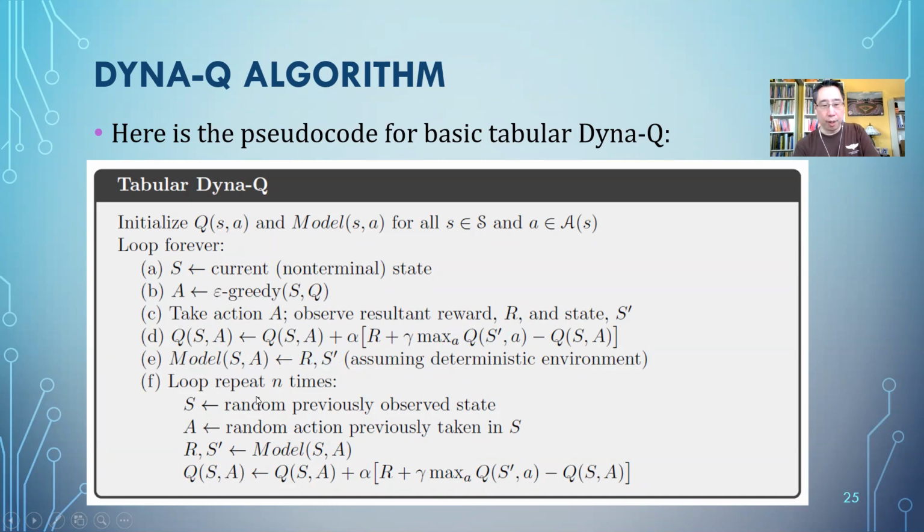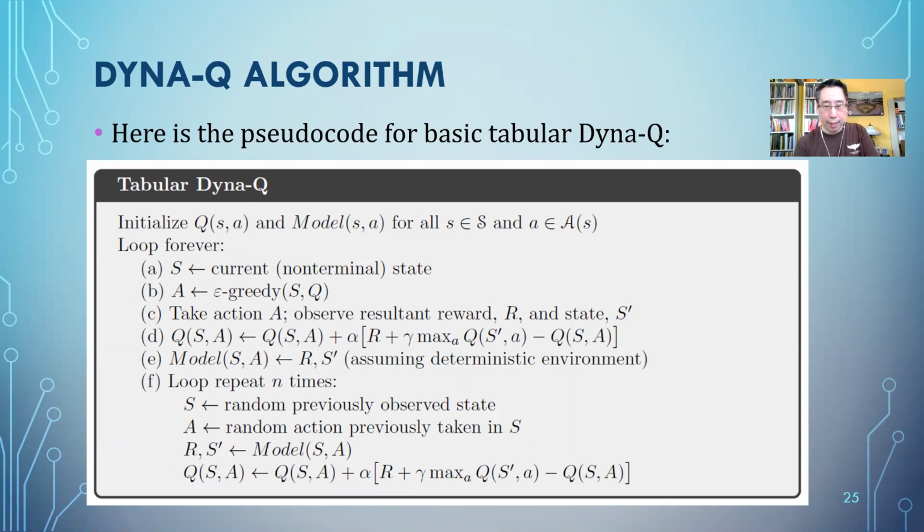Then here's the planning part. So we're going to repeat n times where we pick a random state in action, and from that, we're going to ask the model, what do you think is the reward and new state that we're going to wind up in if we start in this state and we take this action. And we're going to do our Q planning update. Again, same algorithm here.